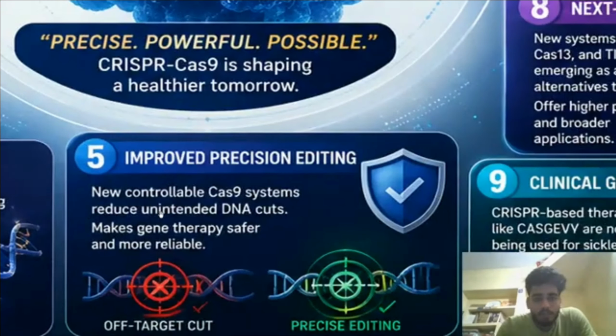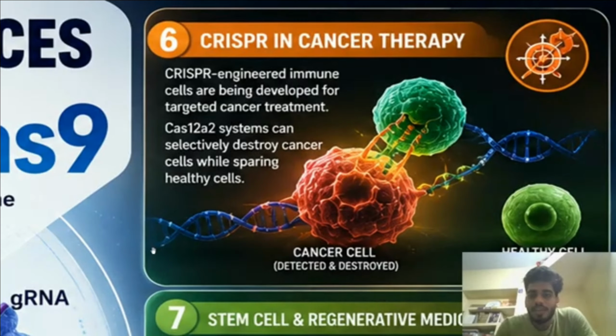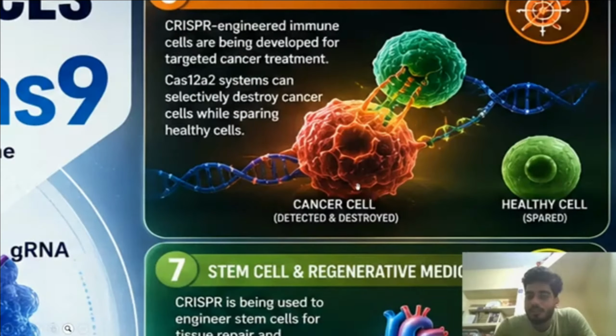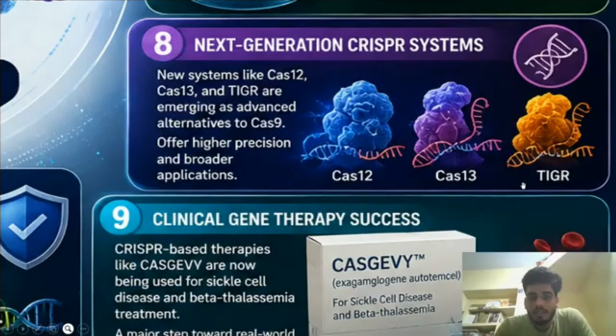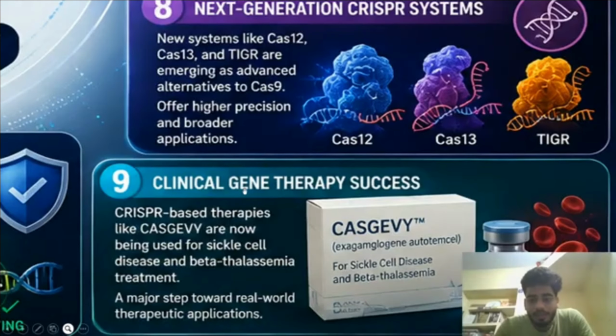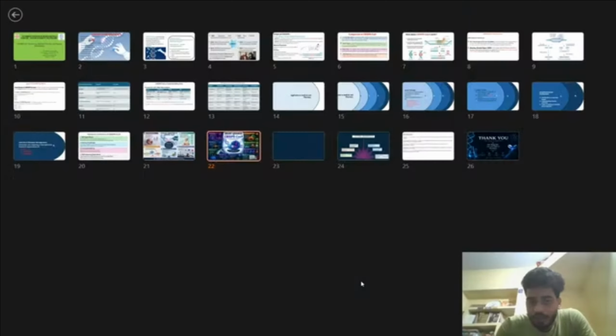Okay, improved precision editing could be there. So CRISPR in cancer therapy: CRISPR engineered immune cells are being developed for targeted cancer treatment. The Cas12a2 system can selectively destroy cancer cells while sparing healthy cells. Okay, so here we can see it is invading only cancer cells, and it is not touching even the healthy cells. After that, next generation CRISPR, we will use Cas enzymes apart from Cas9, there will be Cas12, Cas13, and TIGR, and clinical gene therapy. So I have already told you Cas9 is FDA approved, and it is a very useful therapy.